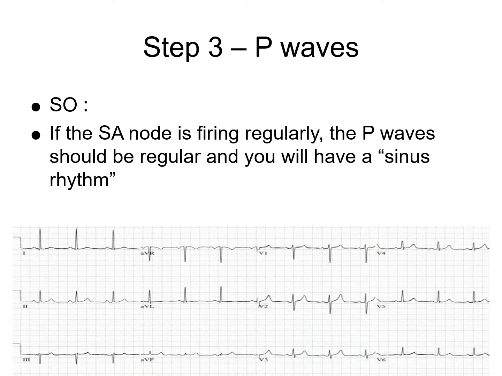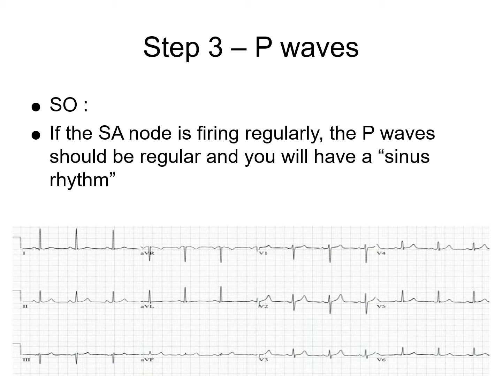Alright, so if the SA node is firing regularly, then the P wave should be regular, and then you would have a sinus rhythm. So if everything looks normal, the SA node is firing regularly, the P wave should be regular, and that's considered a sinus rhythm, because it's coming from the SA node, sinoatrial node.